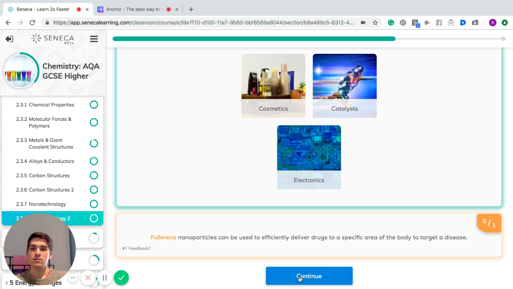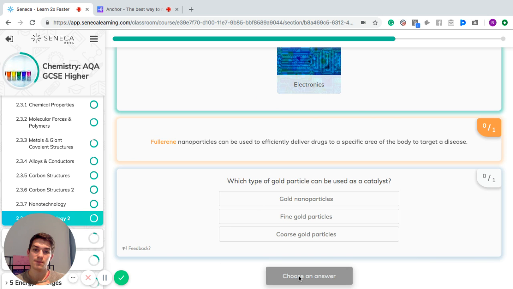Fullerene nanoparticles can be used to effectively deliver drugs to specific areas of the body to help target disease. And which type of gold particles can be used as catalysts? Now remember, regular gold particles do not react, they're very unreactive, they can't be used as catalysts.